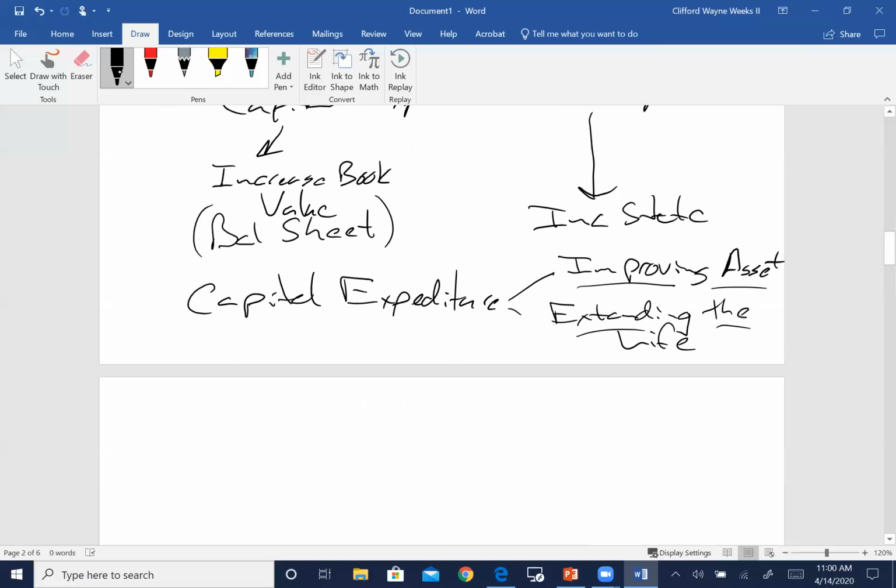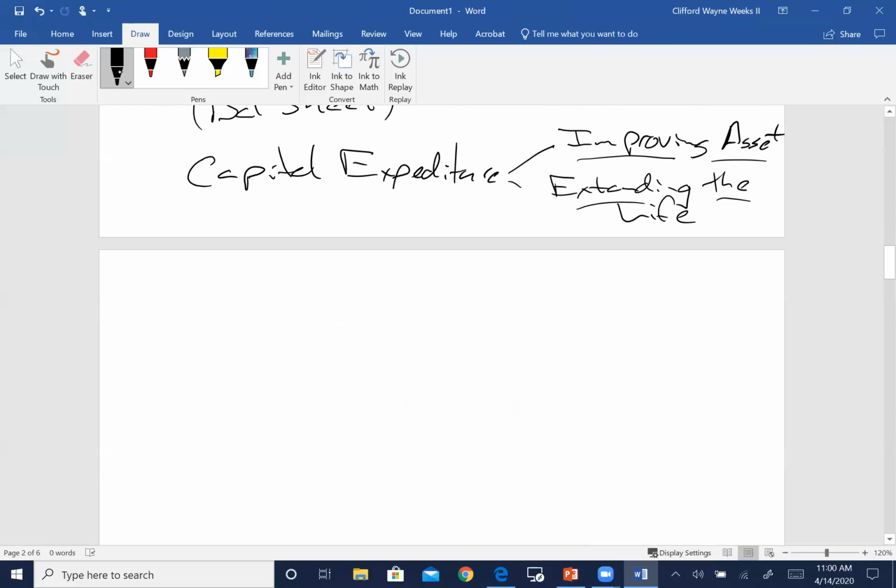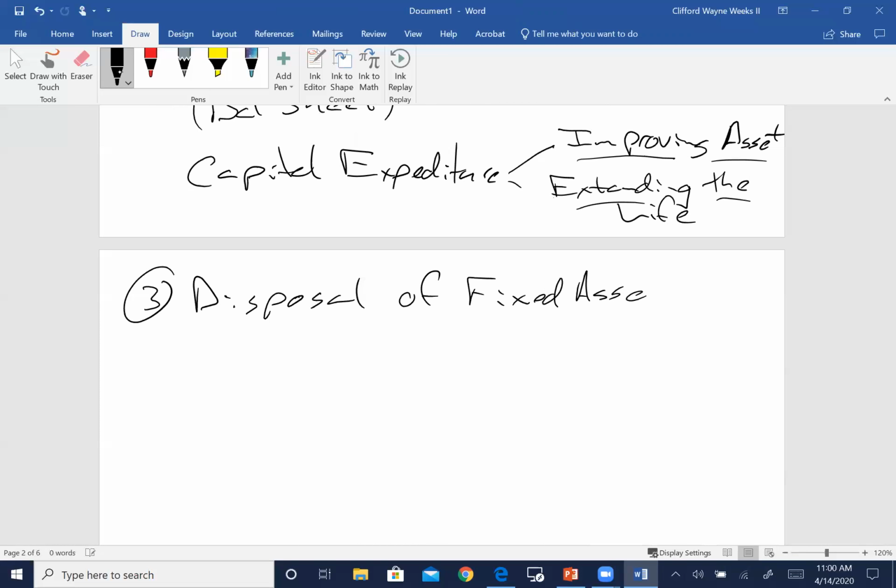Okay. So that brings us to the disposal of fixed assets. Okay. And there's three ways to dispose. All right. There's abandonment, all right, and they just call it discarding. Okay. There's the sale, and then there's the trade-in.